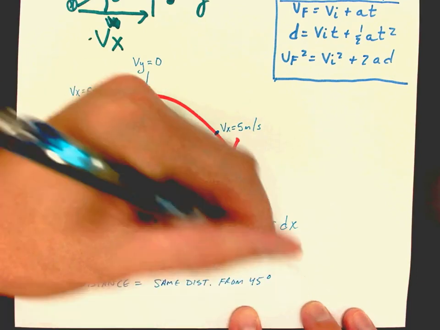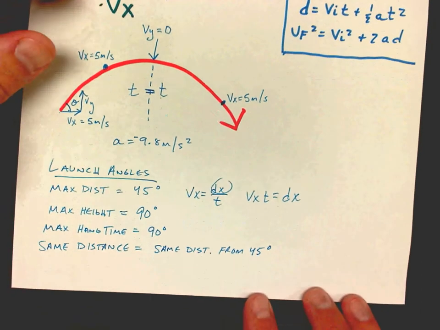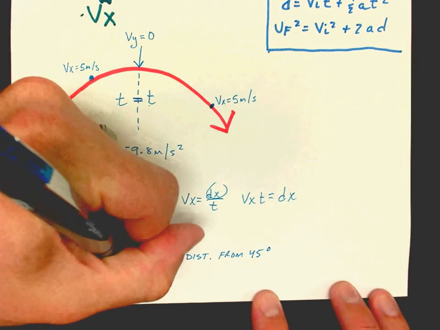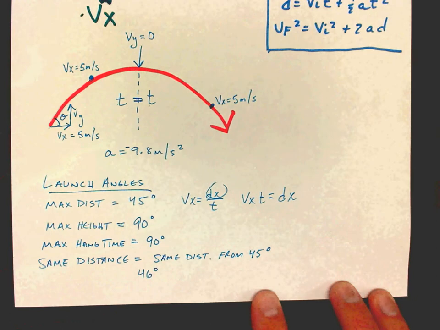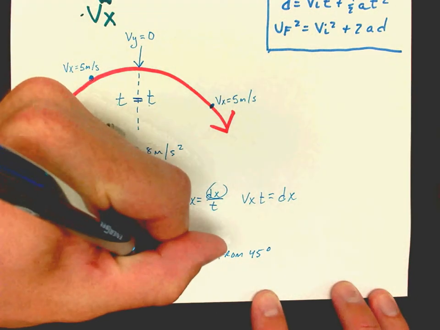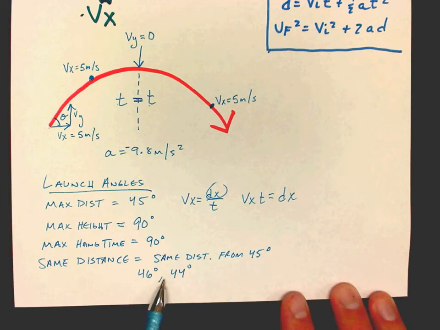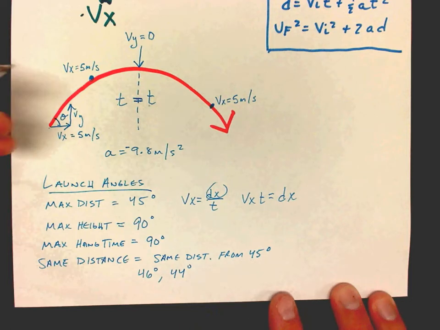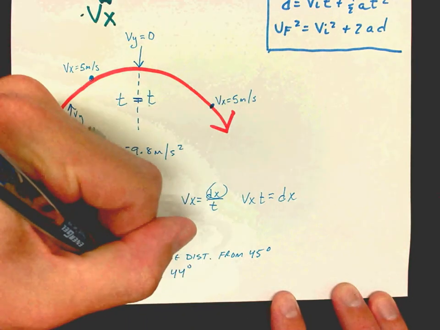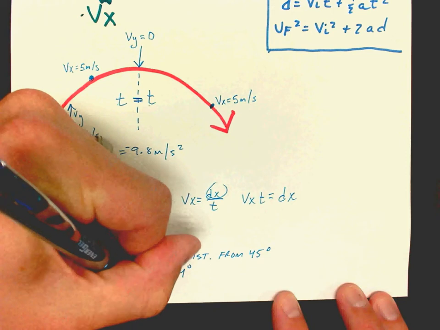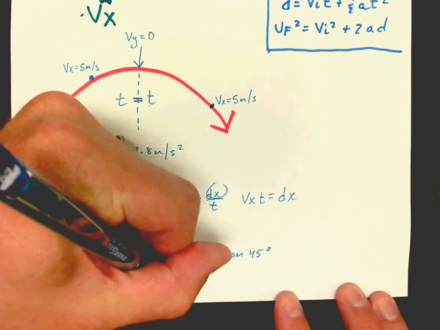Let's just say, let's deviate this and launch something at a 46 degree angle and launch something at a 44 degree angle. If you noticed, each of these is only 1 degree away from 45. That means that these will go the exact same distance. And so this will work with any combination as long as it's an equal distance from 45 degrees. So you could go something like 20 degree difference. So we could go up to 65 degrees and then go down to 25 degrees. These will land in the exact same spot.